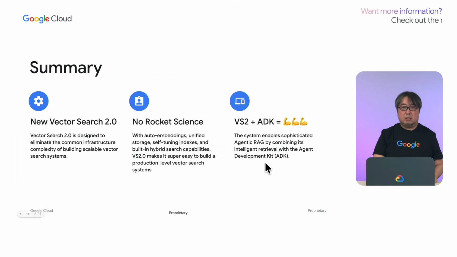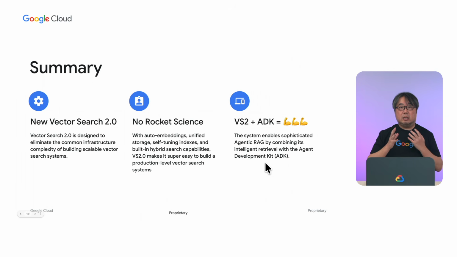So that was it. Let's summarize. I have introduced a new product, Vector Search 2.0, that doesn't require any rocket science. It provides auto-embeddings functionality, unified storage, self-tuning functionality, and built-in hybrid search engines. And lastly, I showed the combination of VS2 with the Agent Development Kit that adds the reasoning layer, so that even a very complex, vague request from the user can be decomposed into a semantic and hybrid search query combined with a complex filtering expression.